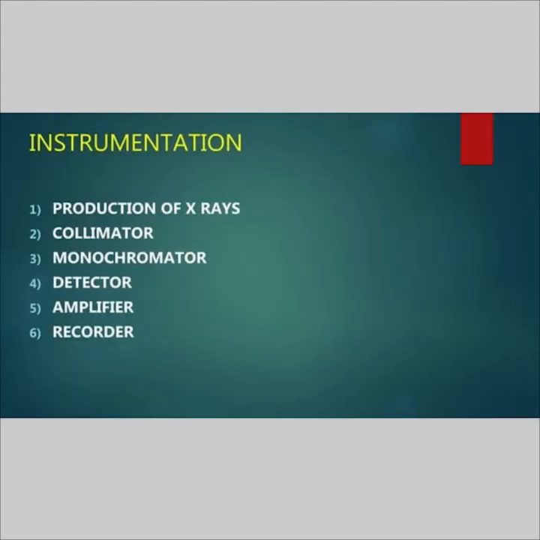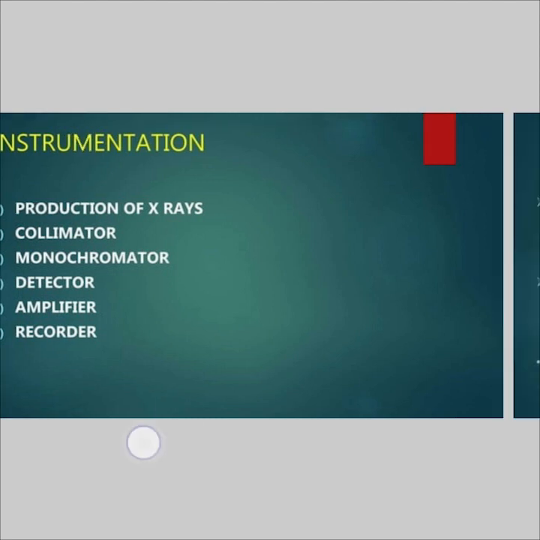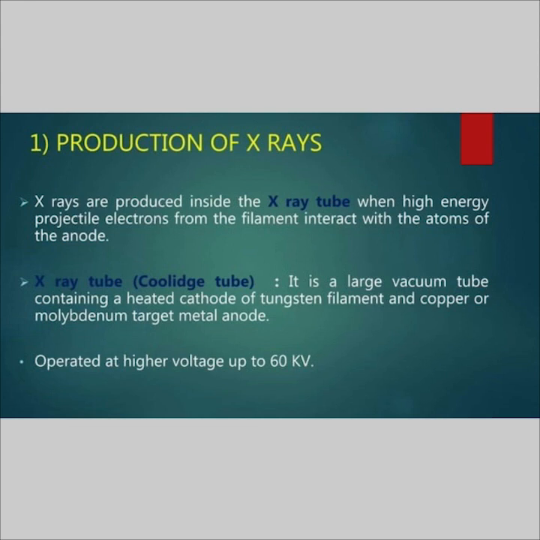Now comes the instrumentation part. The first one is the production of X-ray. The X-rays are produced inside the X-ray tubes when high energy projectile electrons from the filament interact with the atoms of the anode. Now, what is an X-ray tube? An X-ray tube is a large vacuum tube containing a heated cathode of tungsten filaments and copper or any other metal anode. It is basically operated at a voltage of 60.